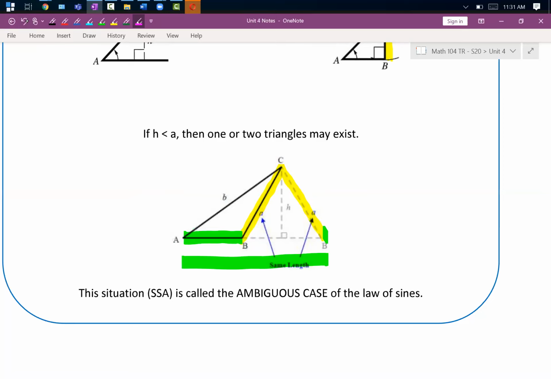This situation is called the ambiguous case of law of sines because we don't know. It's ambiguous.